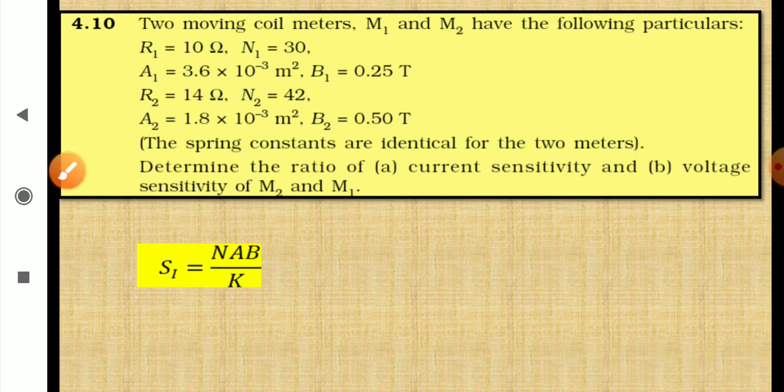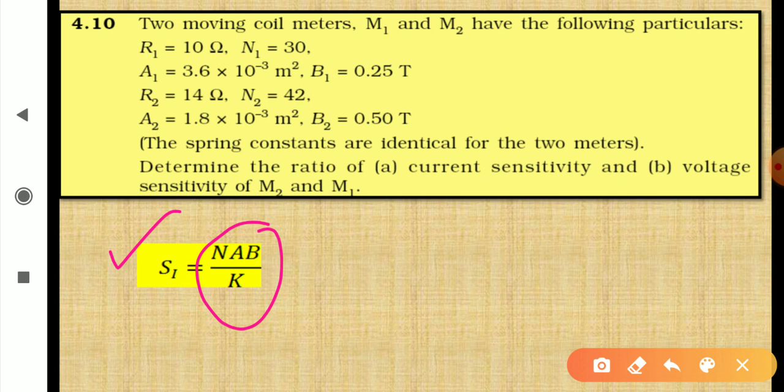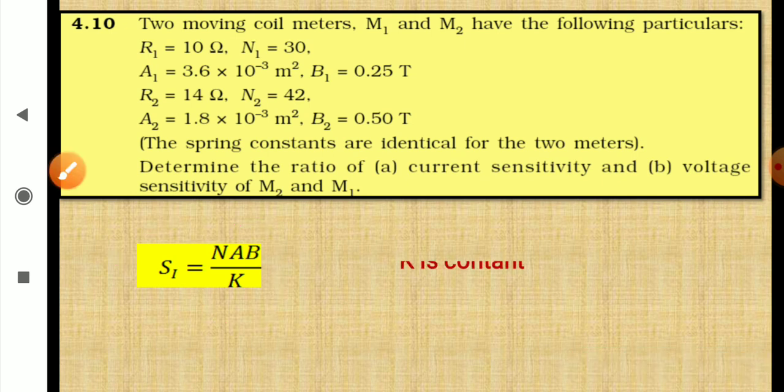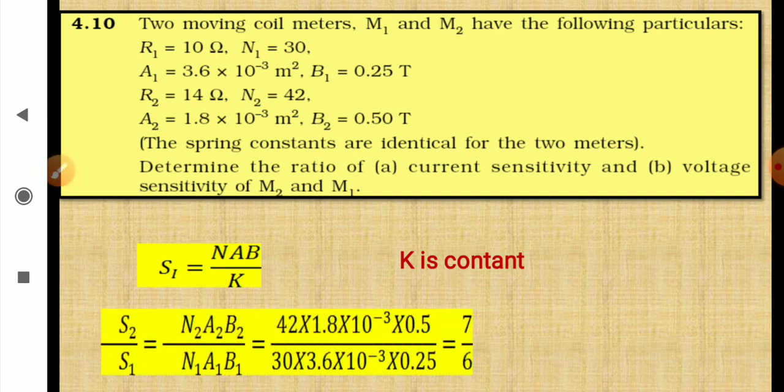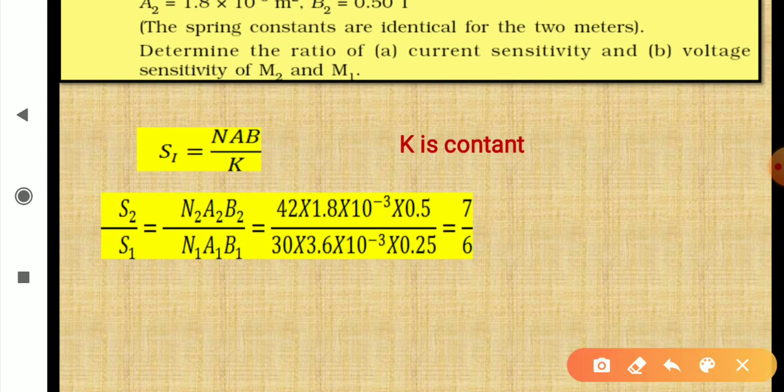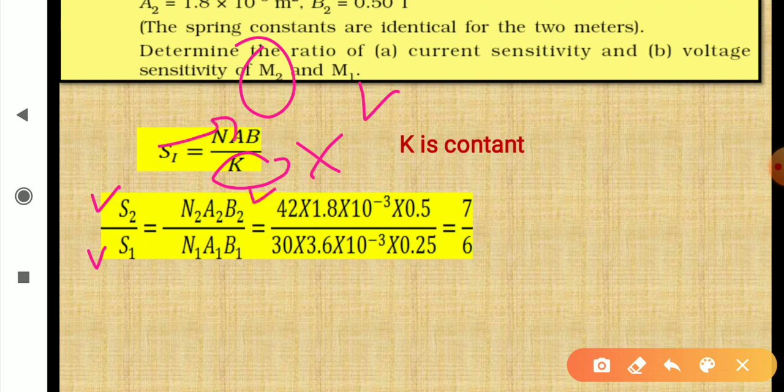इनकी current sensitivity और voltage sensitivity का ratio निकालना है. And the relation for current sensitivity is NAB upon K. So, first we will find out ratio of current sensitivity. K is constant according to the question. So, current sensitivity of M2 पहले है, upon current sensitivity of M1 will be equal to, see, K is constant, so neglected. So, S2 के सामने सारे S2 वाले, N2 A2 B2, S1 के सामने S1 वाले, N1 A1 B1, direct relationship. Put all the values from this relation and you get 7 upon 6.